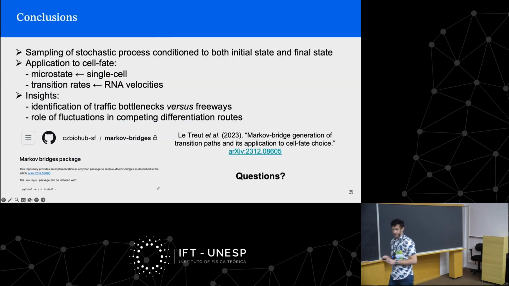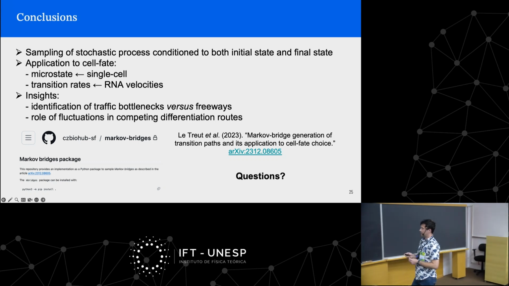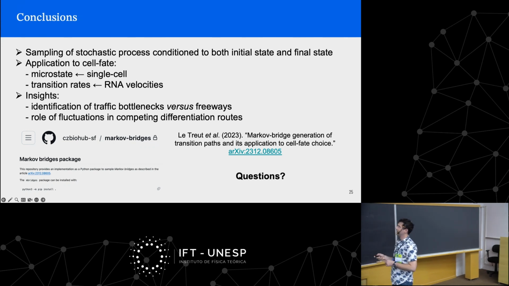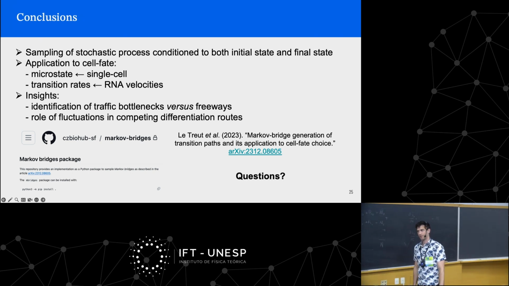So here are my conclusions. We have a preprint about this. It's still in the review process, so if you have any suggestions, it's a good time because we can incorporate them. Also, if you're interested in trying to generate Markov bridges, I made a little Python package, and same thing: if you have any suggestion, it would be great. And with that, any questions?